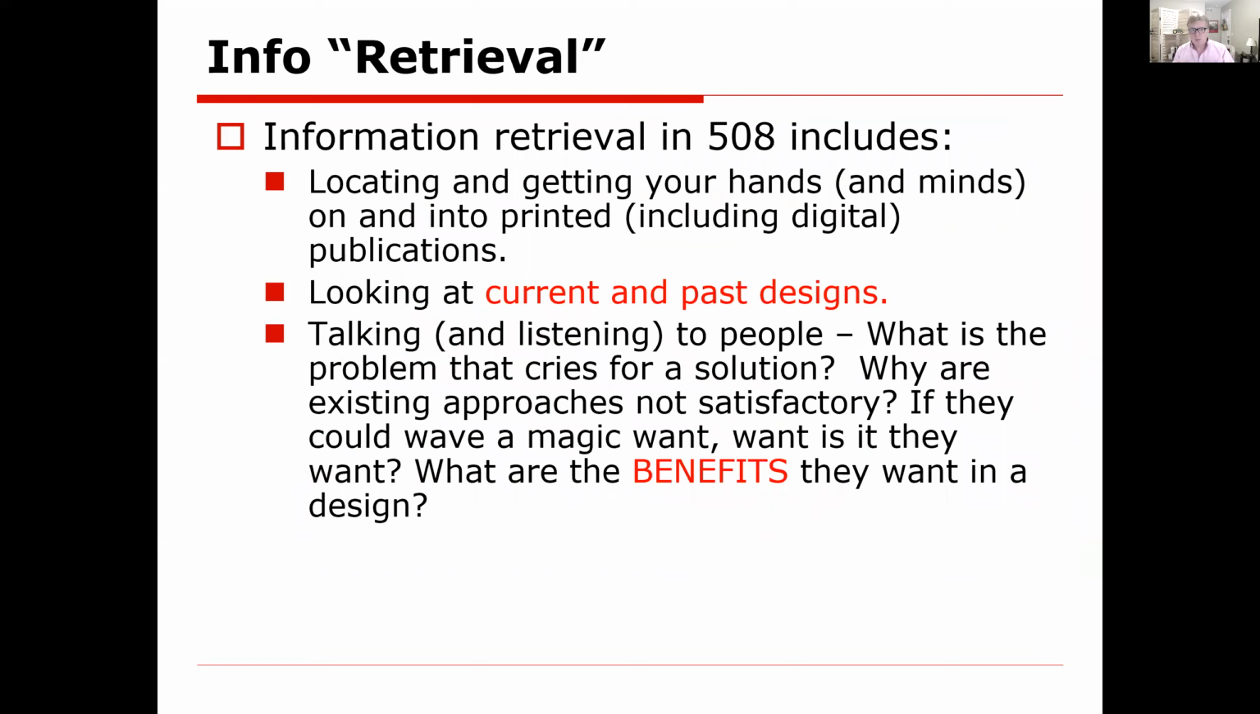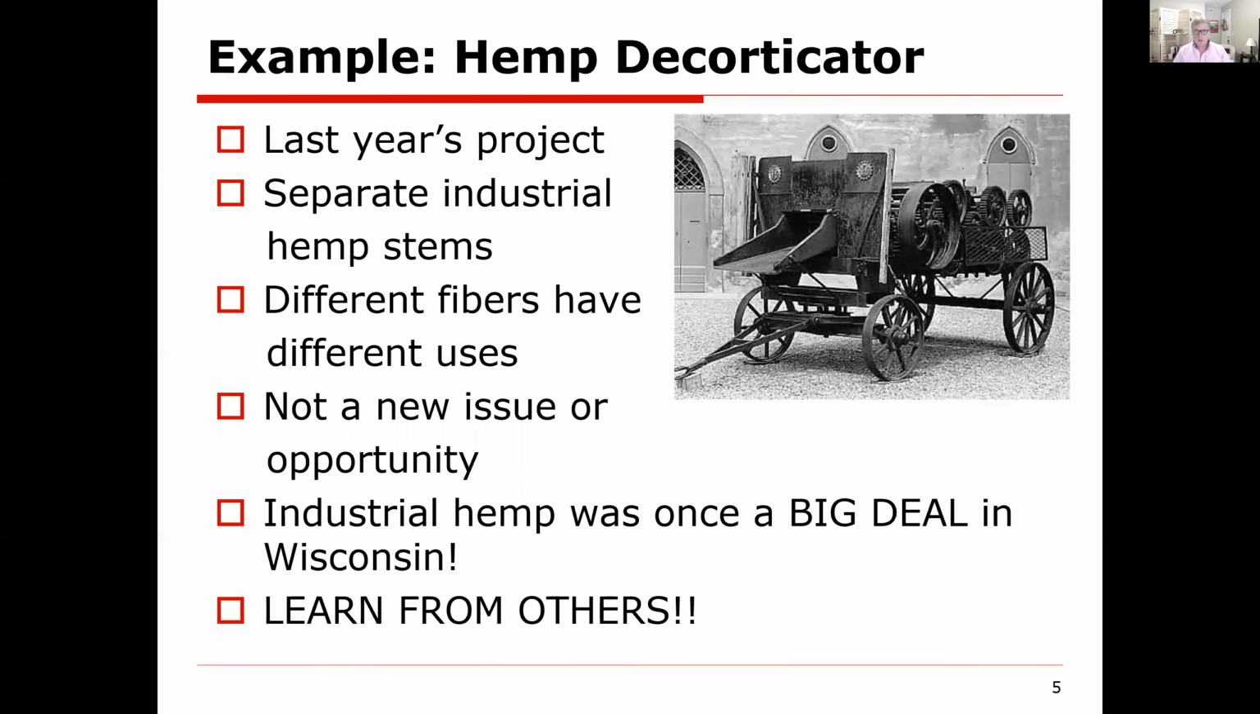So in this class, we really have 3 or 4 big items that we want to look at. We want you to locate and get your hands and your minds on and into printed, including digital publications. You will also, when we get to the unit or the module on intellectual property, you'll be looking at patents and past designs. And we will also ask you to talk to people. You'll be talking to people when you do the market analysis, which is part of a future module and a future homework. So let me give you an example here.